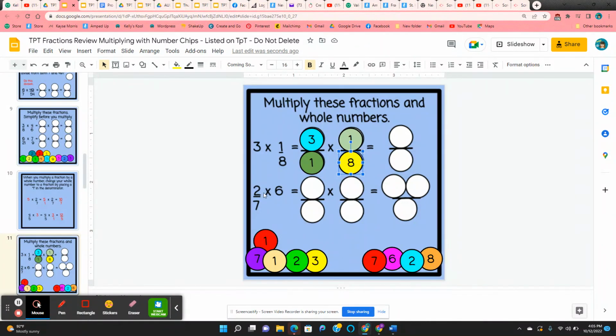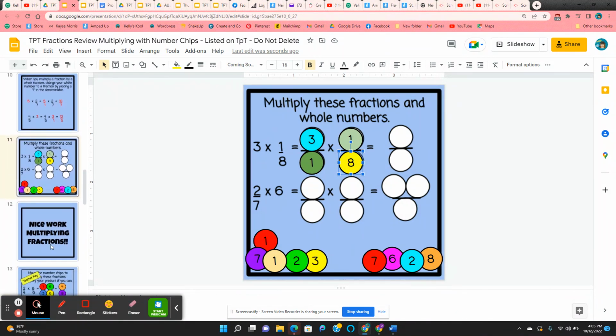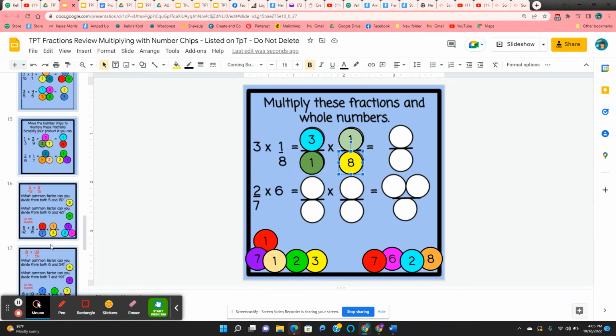They're going to do the same thing here. 6 is now going to be 6/1. So that's a fun practice for the students.